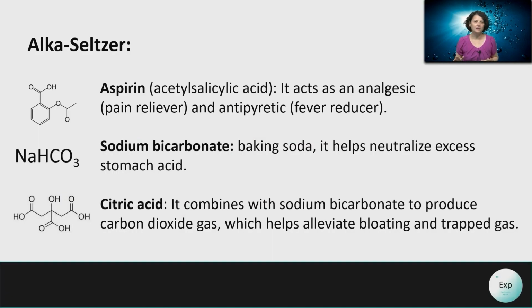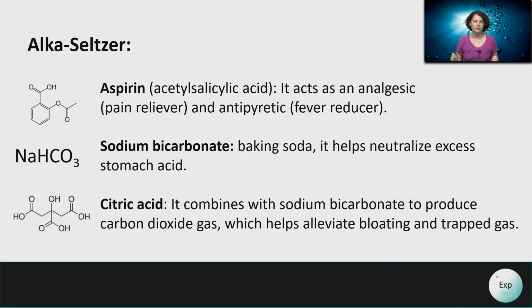So if we look at the composition of the tablet, we can easily jump to conclusions. The first ingredient is aspirin. This is an organic compound that is not soluble in water. So if you plop your Alka-Seltzer tablet in water, you will see this whitish residue that is floating around for a little bit. That is your aspirin.